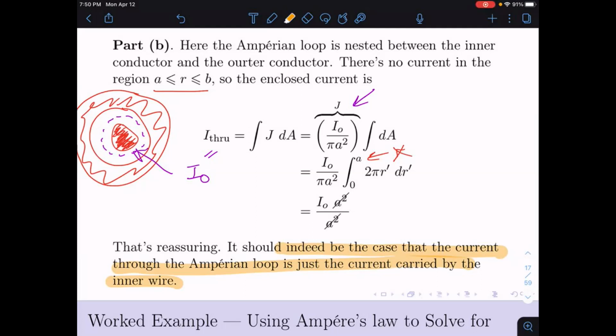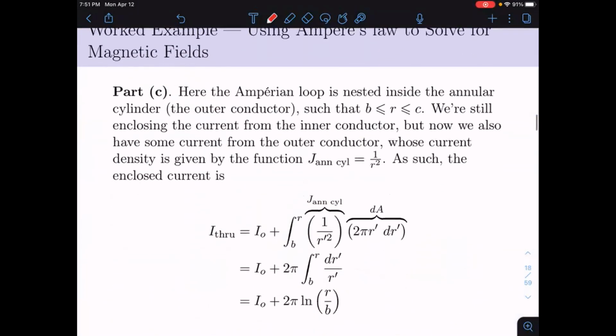So again, for A less than or equal to R less than or equal to B, I is equal to I naught. That one's fairly straightforward. I feel like that one's pretty intuitive for most people, not too many complicated things going on there. Any questions on part B? Cool, take that as a no. All right, so now we move on to part C.